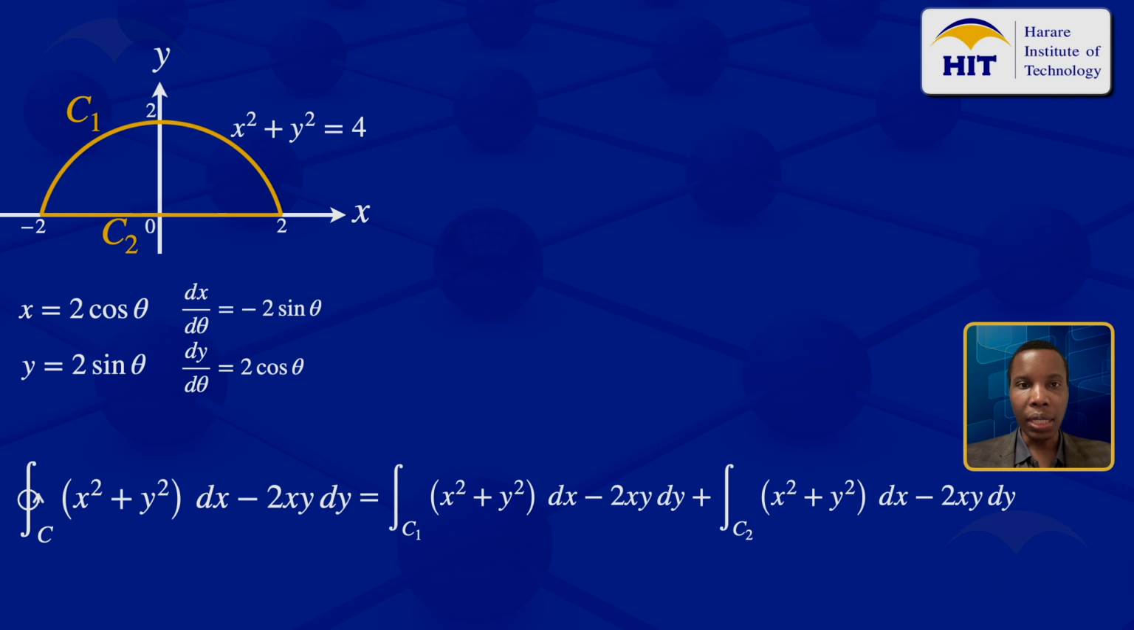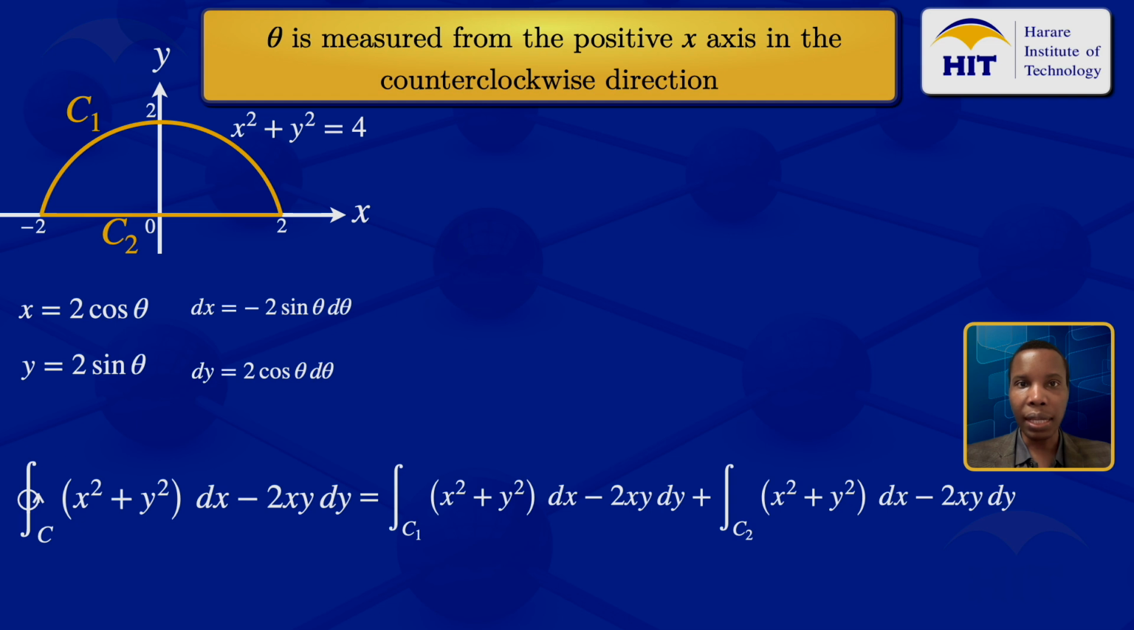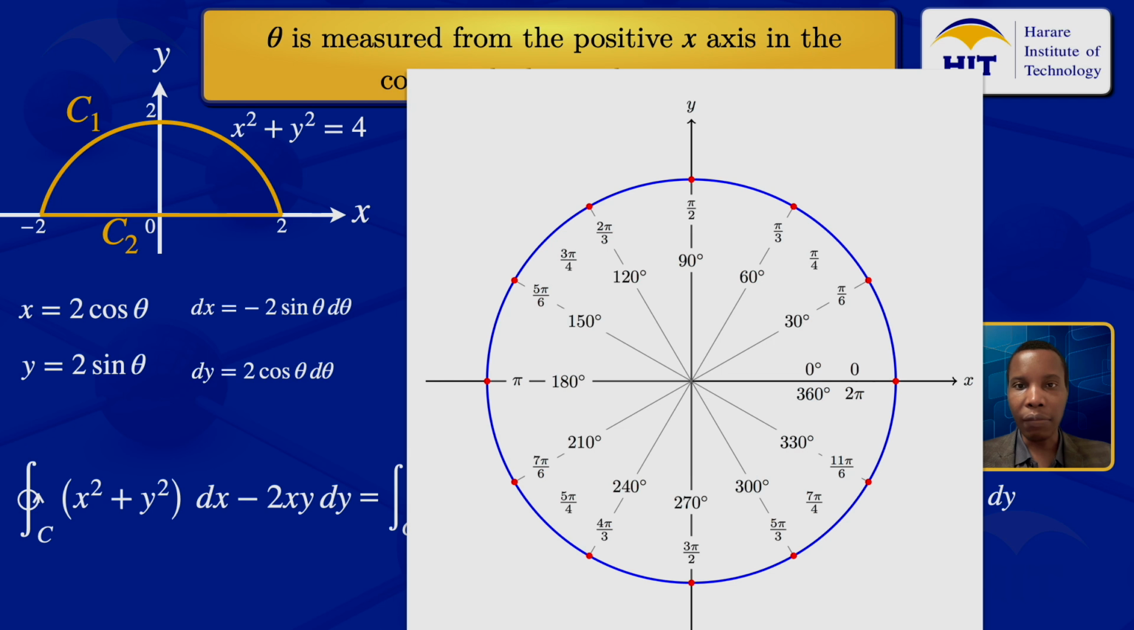And then we can get dx, which is minus 2 sine theta d theta. From the second one, we have dy equals 2 cosine theta d theta. But you just have to recall that when we measure theta, we measure it from the positive x-axis in the counterclockwise direction, starting from 0 up to 2 pi. In this case, our integral along the closed curve is in the counterclockwise direction.